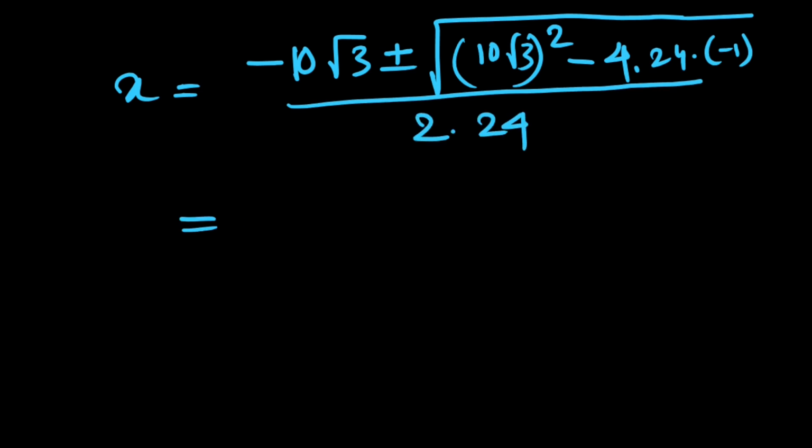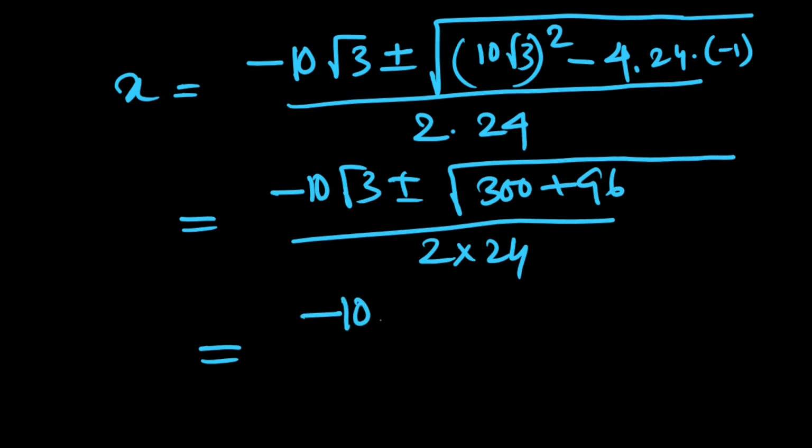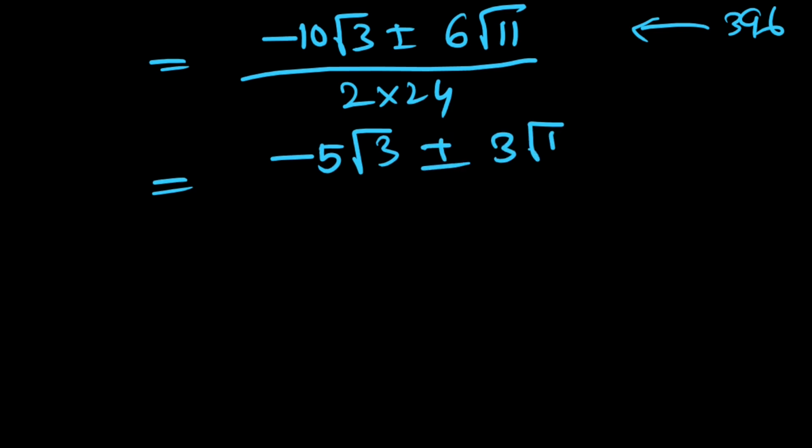Now we simplify it. 10 root 3 plus minus root under 300 plus 96, that is 2 multiplied by 24, that is 10 root 3 plus minus root 396. To multiply by 24, therefore 10 root 3 plus minus, that will be written as 6 root under 11. If we break this number 396, then we get this, and that is 2 multiplied by 24. So 2 cancels, that is 5 root under 3 plus minus 3 root under 11 over 24. Therefore x is equal to this.